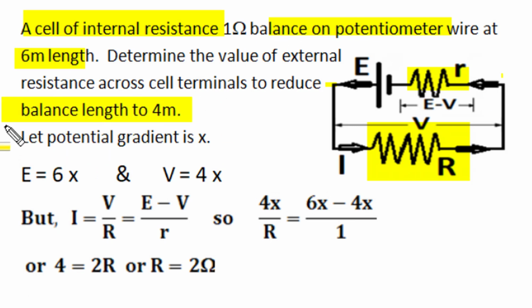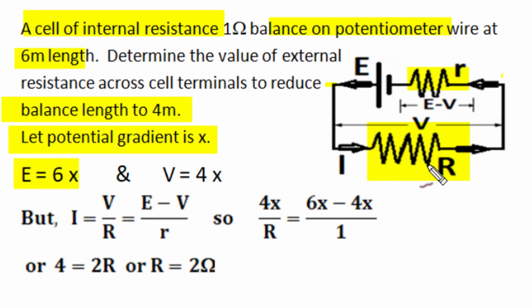So let the potential gradient on the potentiometer be X. So voltage on unit length is X. In the first case, without current, when the potentiometer measures cell voltage by null deflection without any voltage drop in internal resistance, the true EMF balances at 6 meter length. So EMF becomes 6 times the potential gradient.